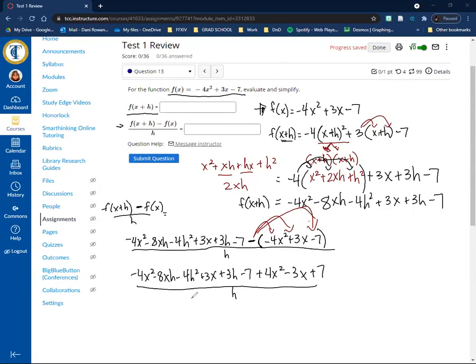Here's where things should kind of start to turn out nicely. Whenever you're dealing with these, you should always be able to, in a sense, cancel out some stuff here. So what can we cancel out when combining like terms?